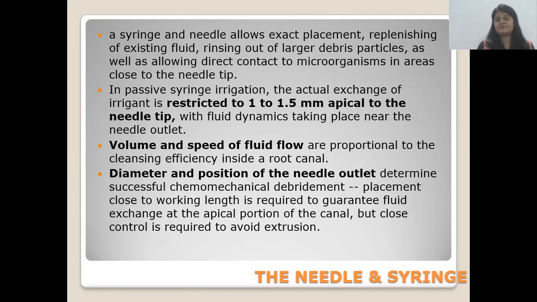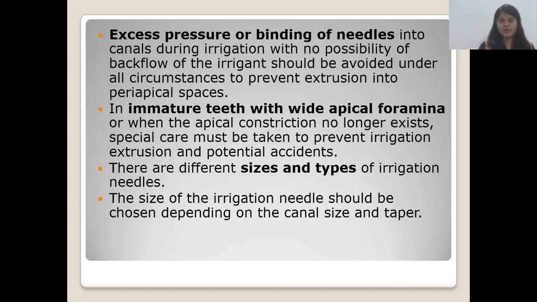Volume and speed of the fluid flow are proportional to the cleaning efficacy inside the root canal. Diameter and position of the needle outlet determine successful chemical-mechanical debridement. Placement close to the working length is required to guarantee fluid exchange in the apical portion of the root canal, but control is also required to avoid extrusion of the irrigating solution. Excess pressure or binding of the needle should be avoided in the canal during irrigation, with no possibility of backflow, and extrusion of the irrigant into the periapical spaces should be avoided under all circumstances.